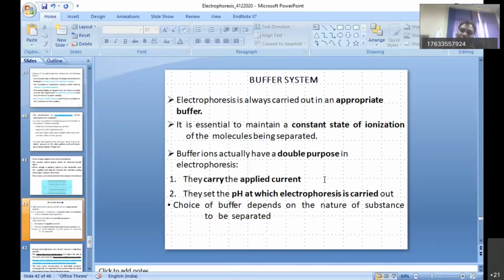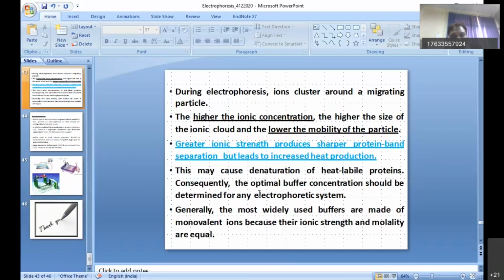One more important thing is the buffer system. The separation depends on the buffer. The charged molecules are present in it, and they make your analyte negatively charged or positively charged depending on your experimental conditions. So the buffer should be very good, and you have to take care of the buffer. The pH is a very important thing for the buffer. You have to check the pH and adjust your pH. That is an important thing.